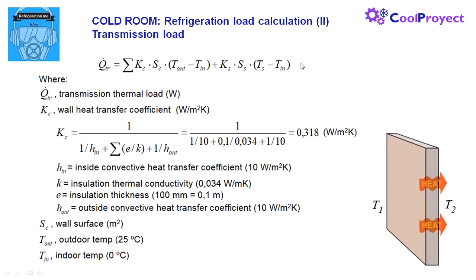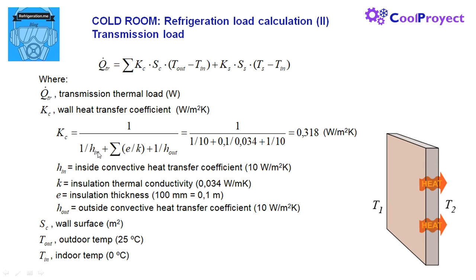Here is the equation we have to use. First of all, we need to define the walls, roof and floor heat transfer coefficient. Normally, the coefficient is the same for the wall and the roof. This is K sub C, and we have K sub S for the floor. These transfer coefficients include thermal conductivity and convective coefficient. We can see here the formula we are using.